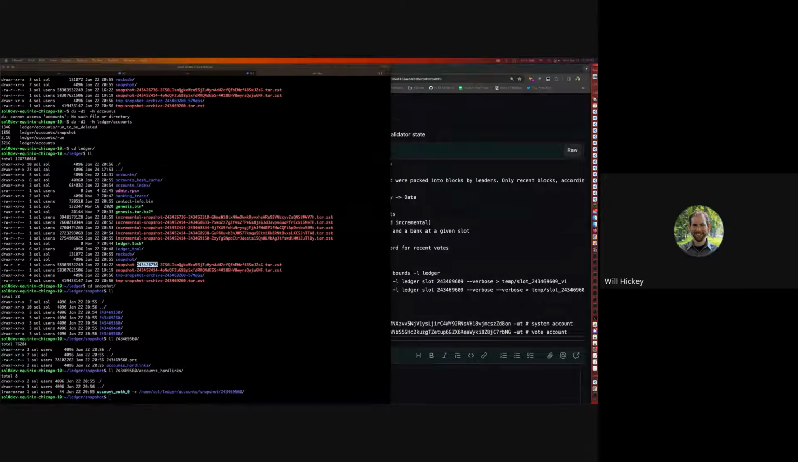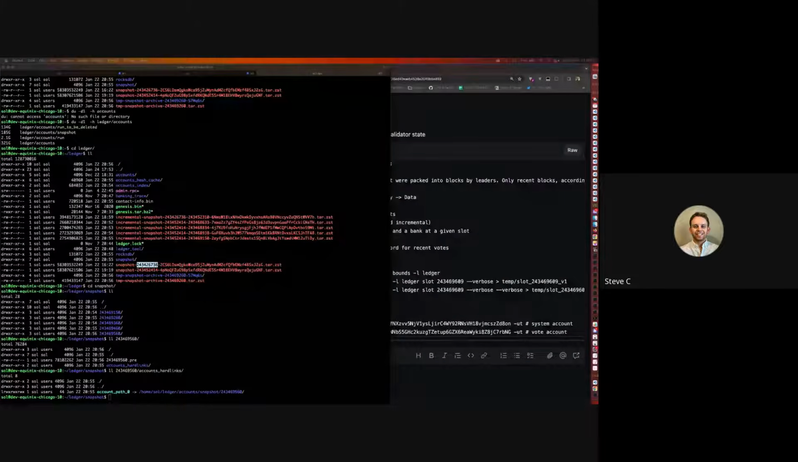Is there a way to enable incrementals to be made from the last increment instead of the full snapshot? I'm not aware of a way to do that. I don't think that's supported. Yeah, that's not how they work. The full snapshot has the entire account state, and the incremental is a diff. So it's the diff from the full. It's not a diff on top of the last incremental.